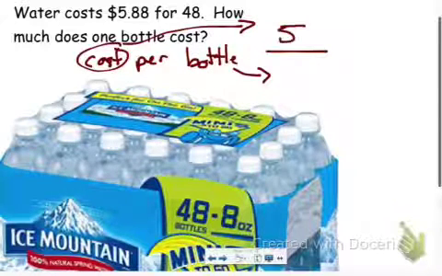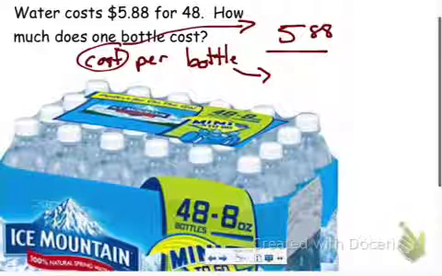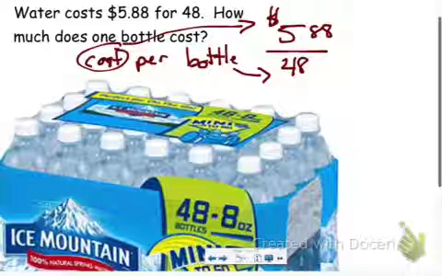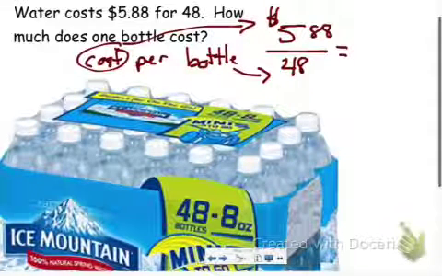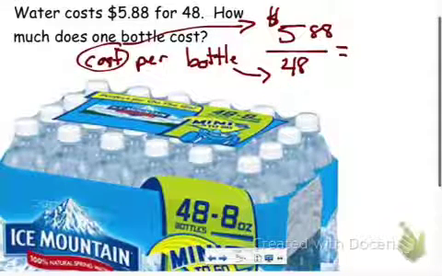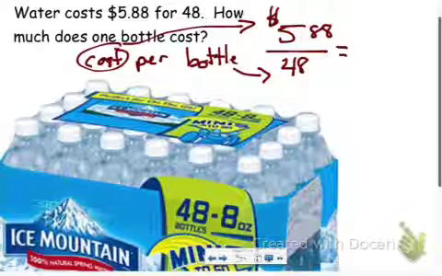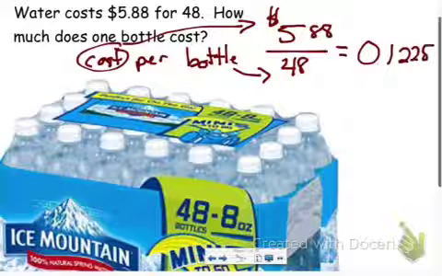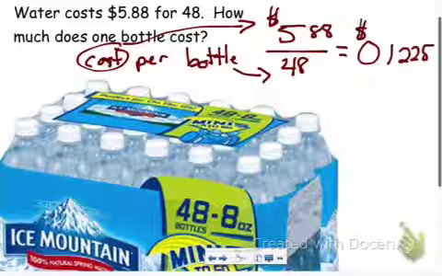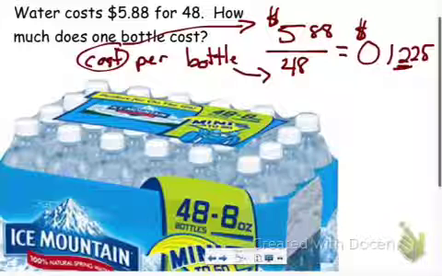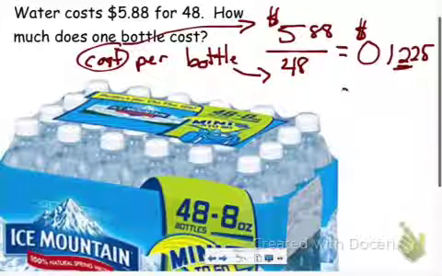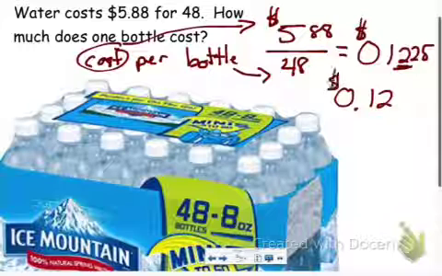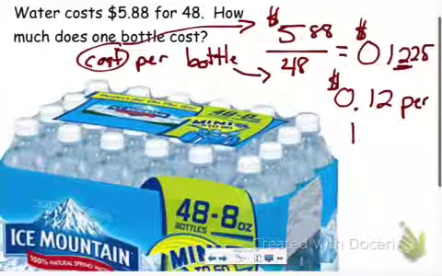So my cost is $5.88 for 48 bottles. So now we're just going to type that into the calculator and see what that comes up for an answer. 0.1225 dollars, and again, since we're dealing with dollars, we're going to look at the hundredths place. So that is going to give me basically 12 cents per bottle.